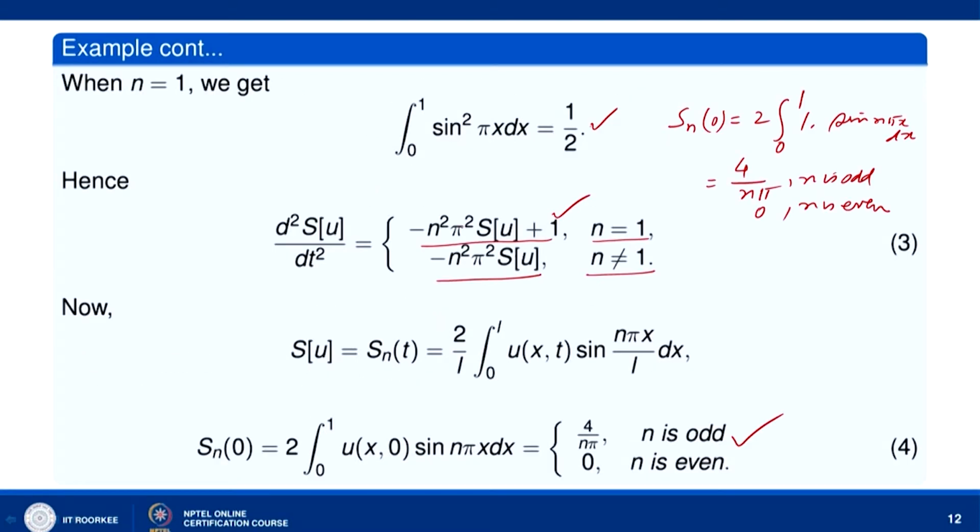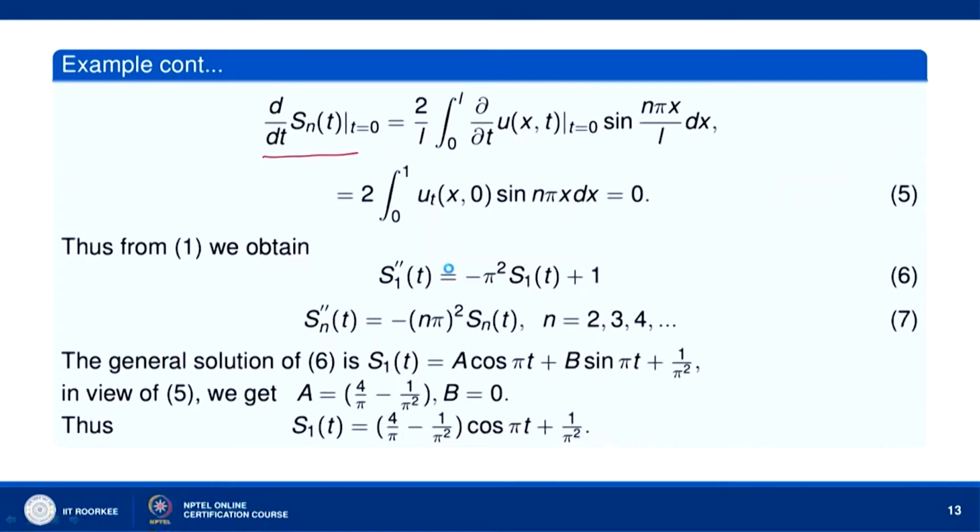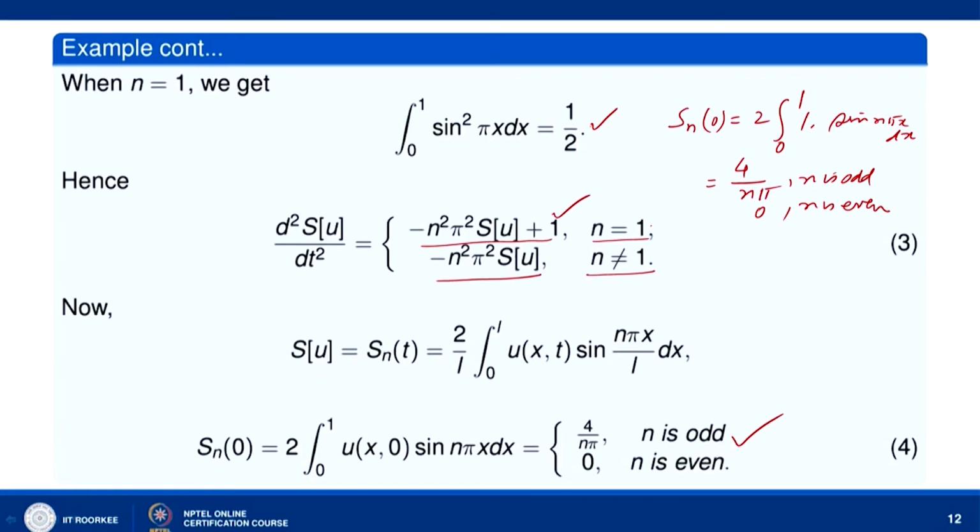This is an ordinary differential equation of second order: d square s over dt square equal to minus n square pi square s, or d square s over dt square equal to minus n square pi square into s. They are second order differential equations. So, what we have is S1 double dash t equal to minus pi square S1 t plus 1. This is for the case n equal to 1.